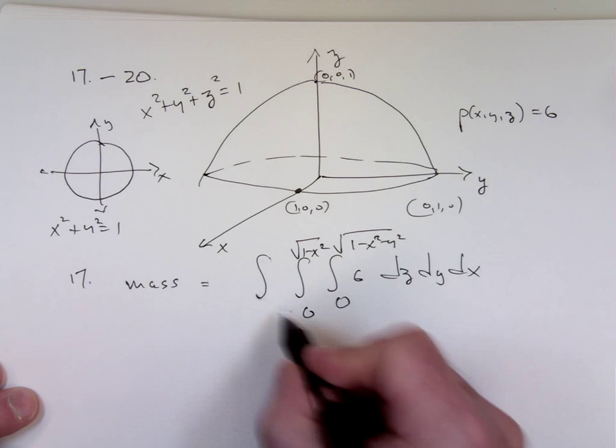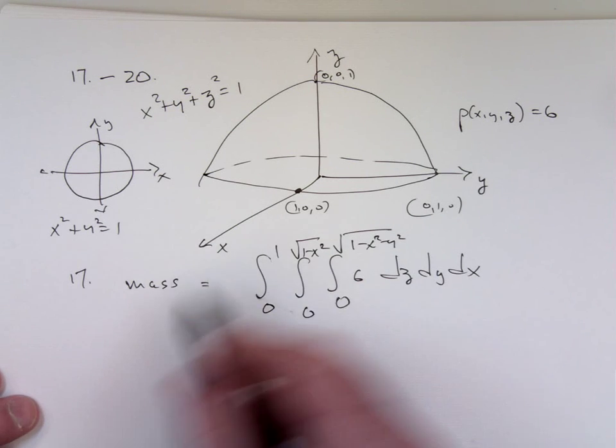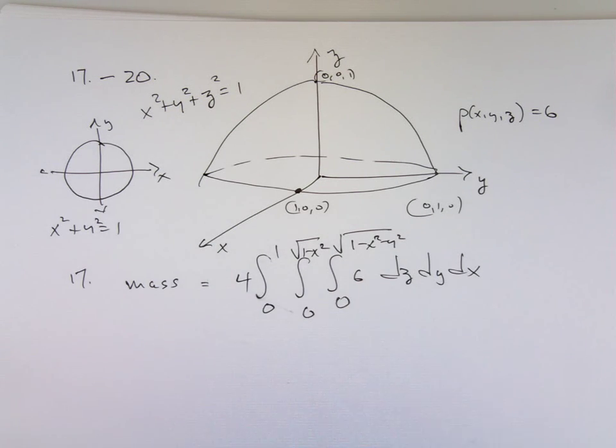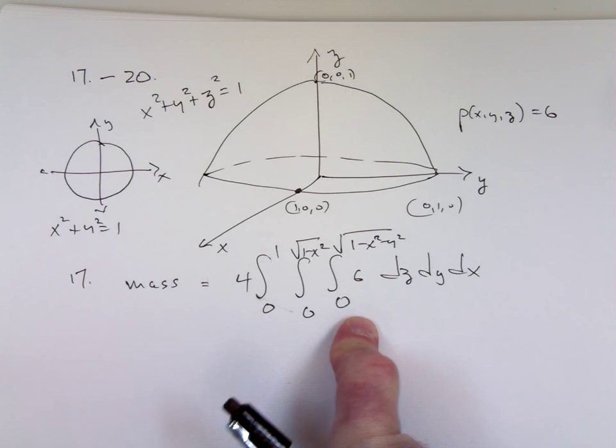from 0 to 1. And we have to multiply by 4 since we're doing the whole hemisphere, not just that quarter of it in that quadrant. So multiply by 4 as well. Okay? So that gives us the mass of that sphere.